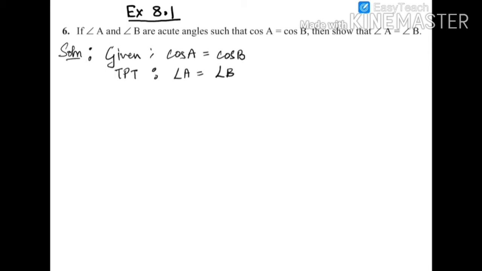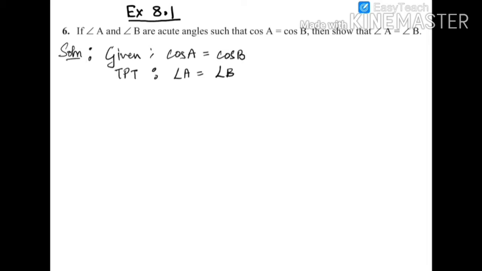If angle A and angle B are acute angles such that cos A is equal to cos B, then show that angle A is equal to angle B. This is a question where we have to prove two angles equal and the ratios of these two angles are given equal. So let's write down what is given in the question. Cos A is equal to cos B. We have to show angle A is equal to angle B.